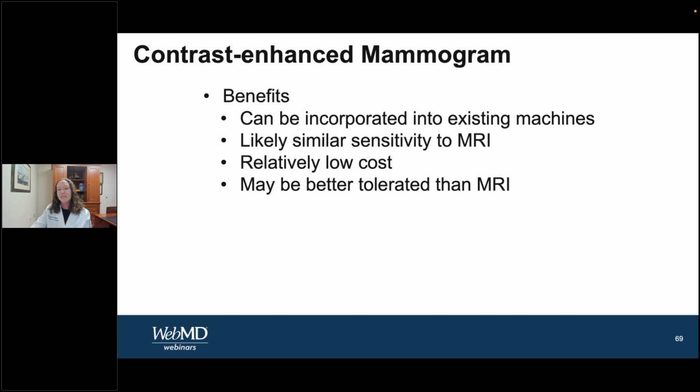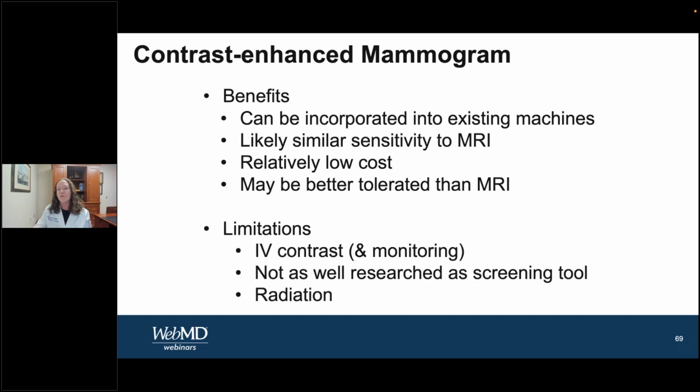So benefits of this technology are that it can be incorporated into existing machines that are already all over the country while women get their routine mammogram screenings. And it looks like it has really high sensitivity, again, similar to MRI. It's relatively low cost, especially compared to MRI, and it might be better tolerated by patients than MRI because it doesn't involve going into that little donut hole. And so for patients with claustrophobia especially, that would be a better option for them.